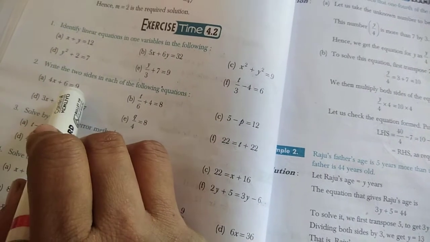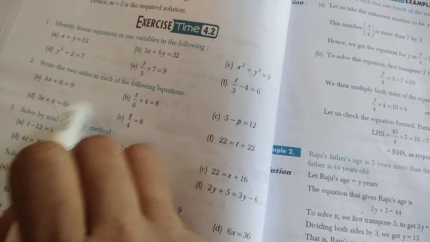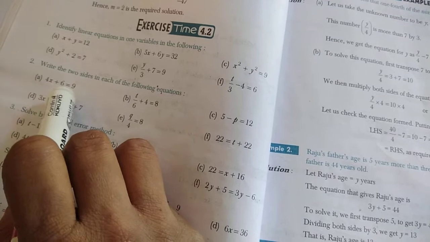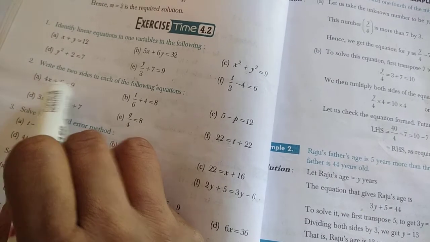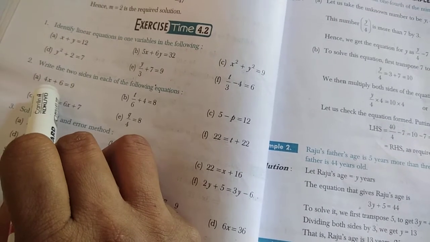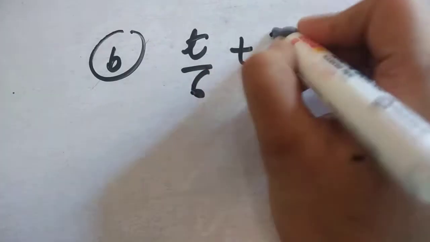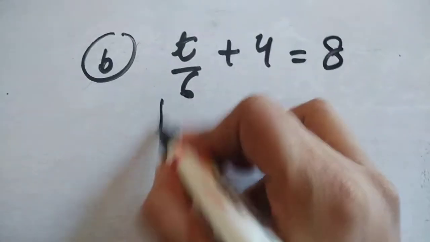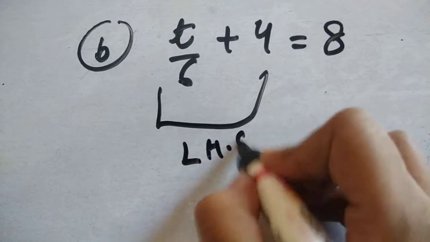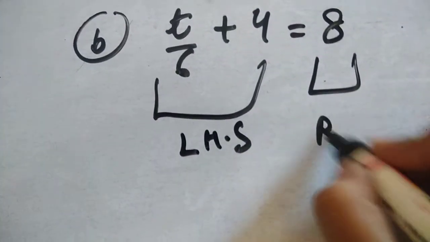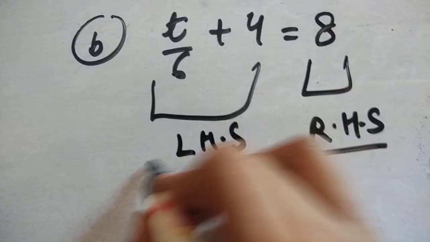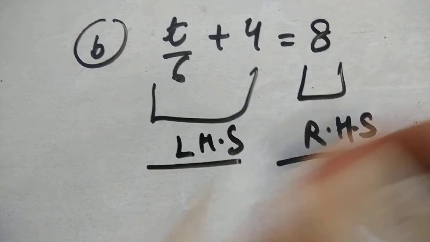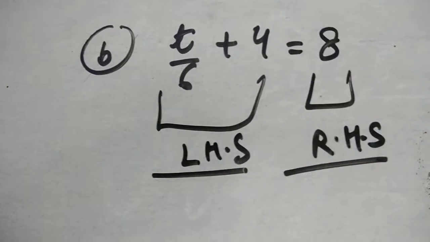Okay, in the second question, write the two sides of each of the following, like 4 plus 6 is the LHS, left hand side, and this is the right hand side. Like in B, so we write here LHS means left hand side, RHS means right hand side part. Similarly we do the remaining questions.